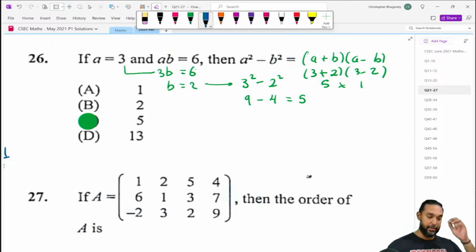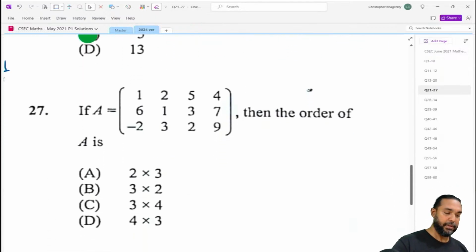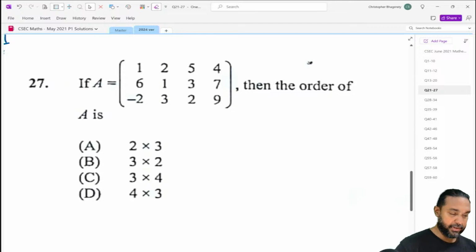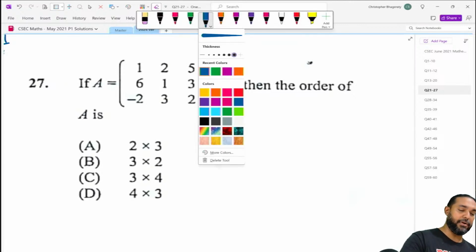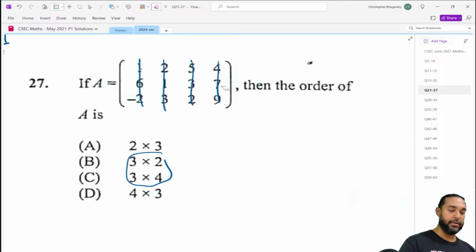If A is this matrix, then the order of A is the number of rows by the number of columns. The rows go across, how many do we have there? 3. And the columns go down. How many do we have? 1, 2, 3, and 4. So that is clearly option C.